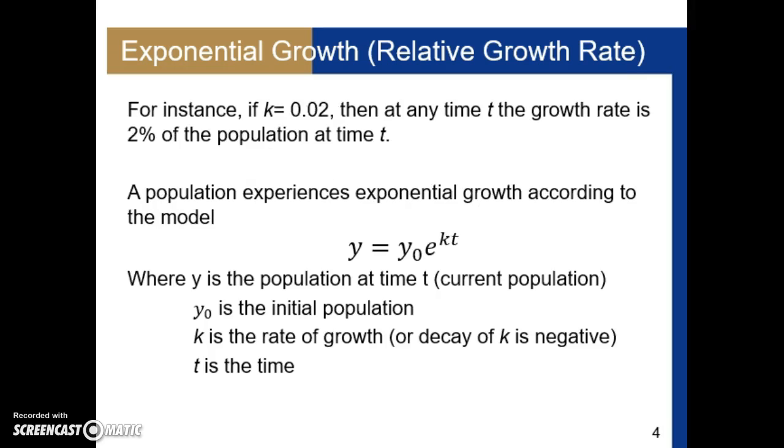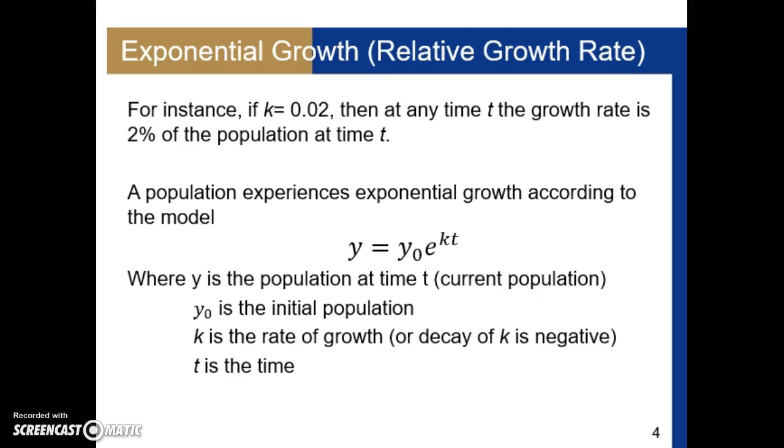So, for instance, if the growth rate k is 0.02, then at any time t, the growth rate is 2% of the population at time t. A population experiences exponential growth according to this model. y equals y naught. The little sub-zero is called naught, N-A-U-G-H-T. y equals y naught times e raised to the power of k times t.